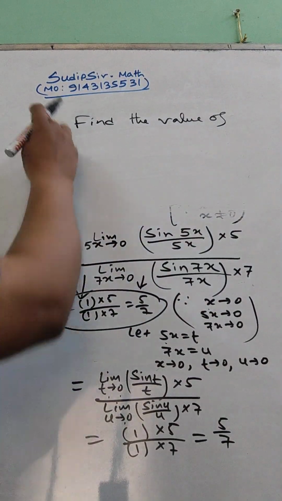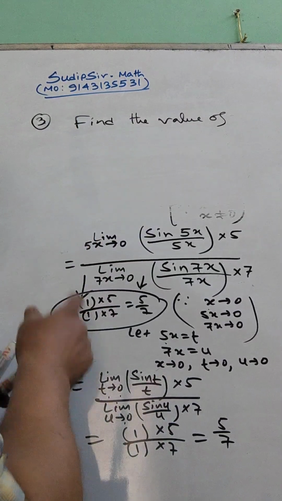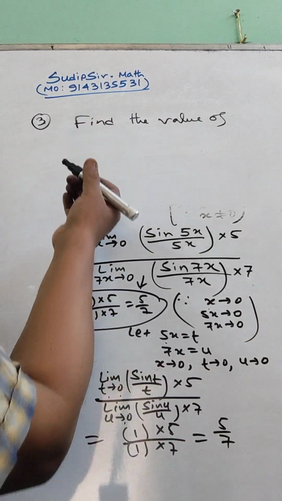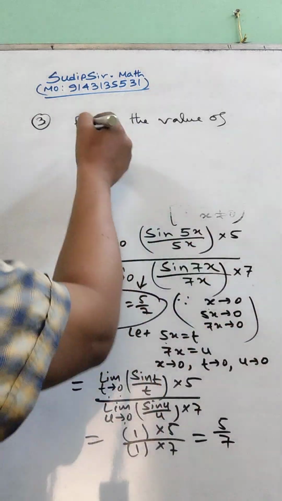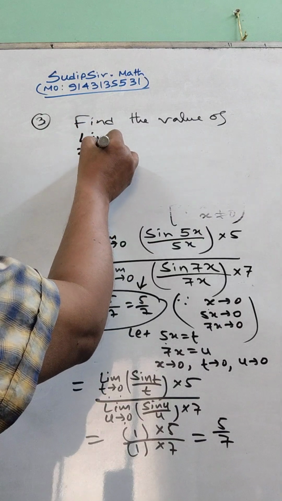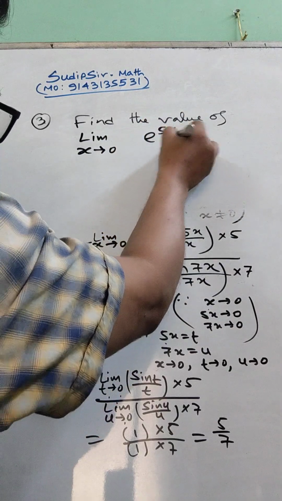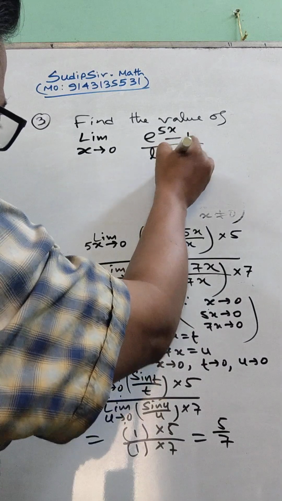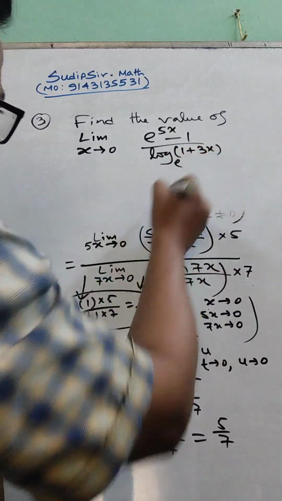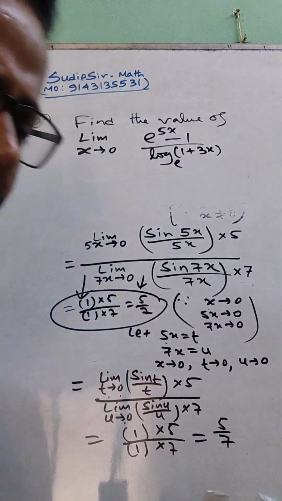See another example. Suppose it is given, find the value of limit x tends to 0, e to the power 5x minus 1 by log of 1 plus 3x. Basic. Now exponential and logarithmic.